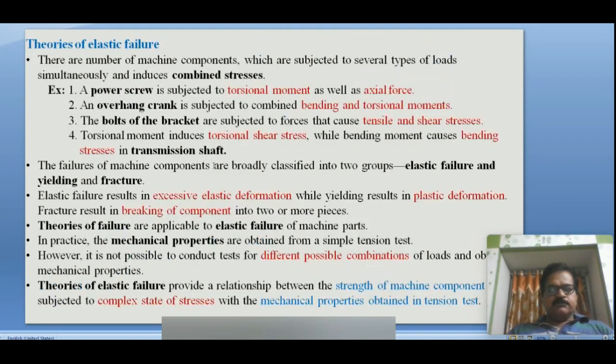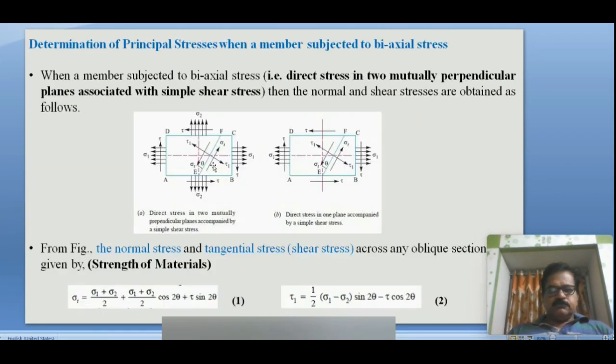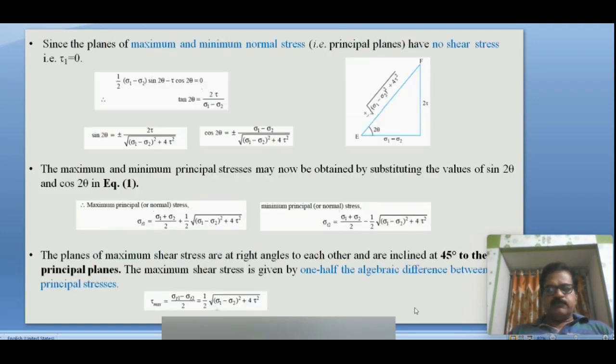And we also have the maximum value of shear stress and the minimum value of shear stress. Those can be calculated by the formulas here. The principal stress is (sigma 1 plus sigma 2)/2 plus (sigma 1 minus sigma 2)/2 cos 2 theta plus tau sin 2 theta, and the maximum value of shear stress is (sigma 1 minus sigma 2)/2 sin 2 theta minus tau cos 2 theta.